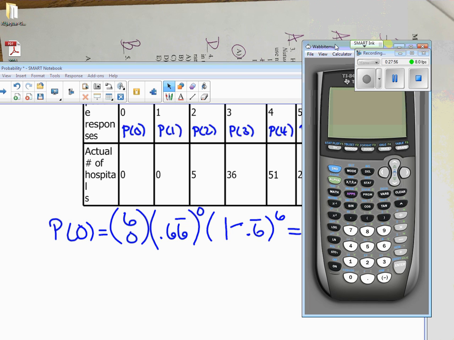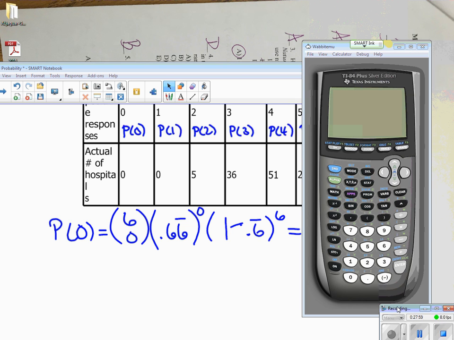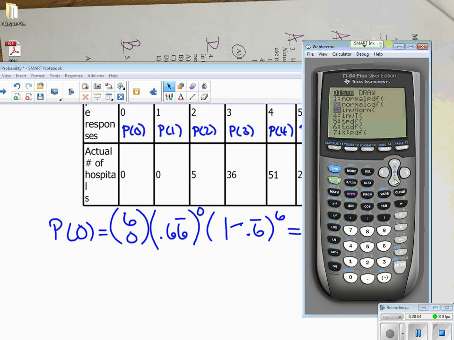All right, so if we do this on the calculator, we could do binom PDF, which would be totally fine. There we go. And we're going to have 6 trials. We're picking a probability as 0.6 repeating. The x value in this case is 0. We're going to paste, and we should get 0.001, just like I showed you. Okay? Rule of thumb, 3 decimal places is a good rule of thumb to round to. Okay? So I'm going to say 0.001 here.